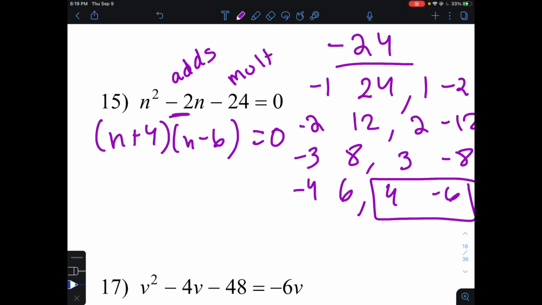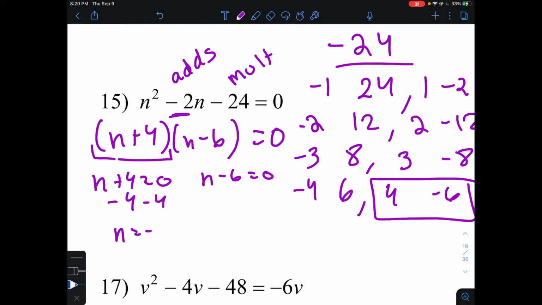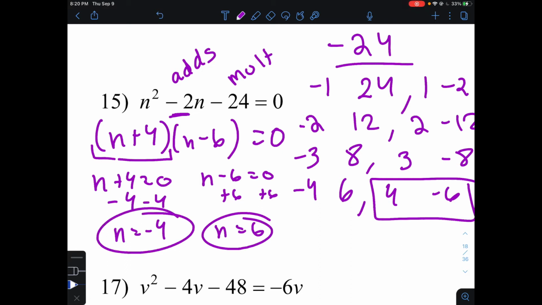And what I can do now is take these factors and set them equal to 0. Now, it's important that you understand what you're doing here. You're taking this factor and setting it equal to 0. So you do n plus 4 equals 0 and n minus 6 equals 0. You would subtract 4 from both sides, you get n equals negative 4. You add 6 to both sides, and you get that n is 6. So you get 2 answers there.